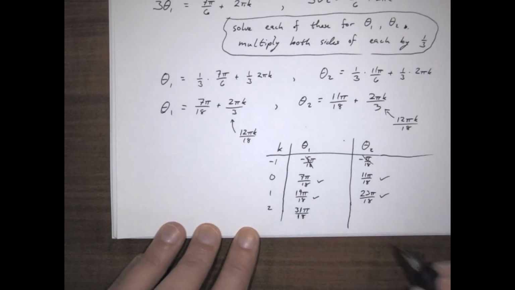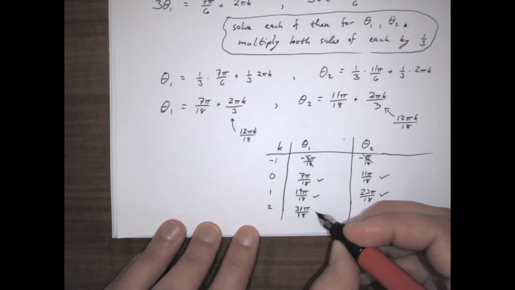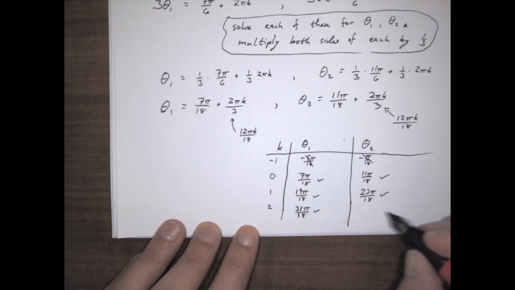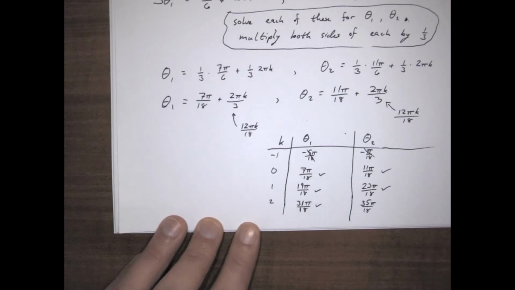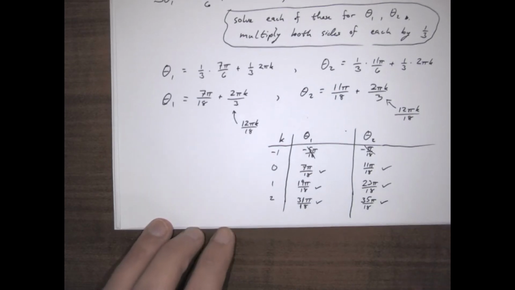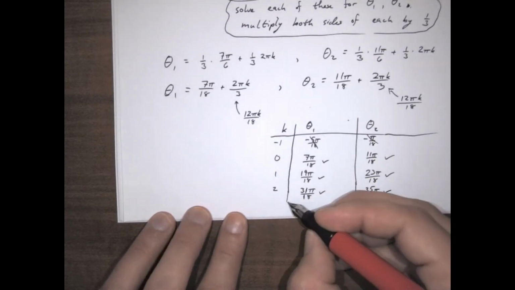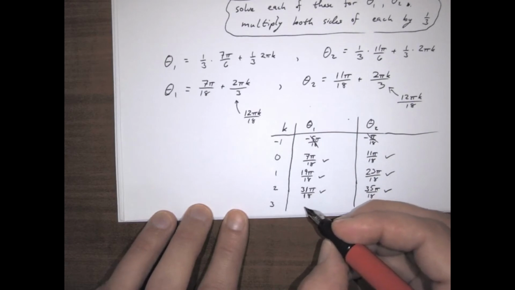Now is that more than 2 pi yet? So 31 over 18. 31 is not double 18. 36 is going to be the threshold here. So we're still good. And then how about if we add 12 to this one, that's going to be 35 pi over 18. And if any of these reduced, we would reduce them. And they don't. And just keep going until we go too far, and then we'll know when to stop.